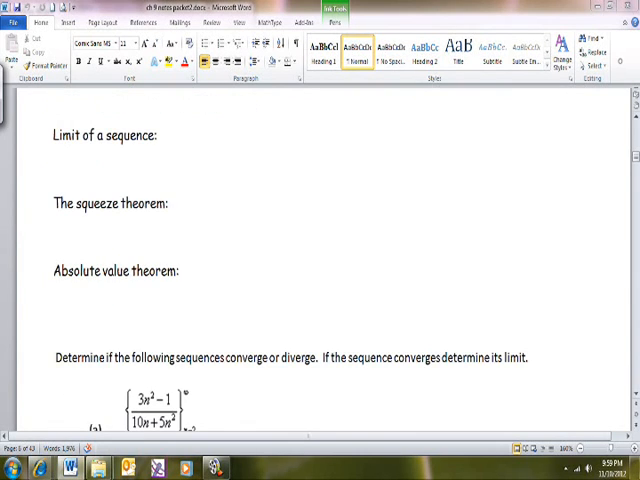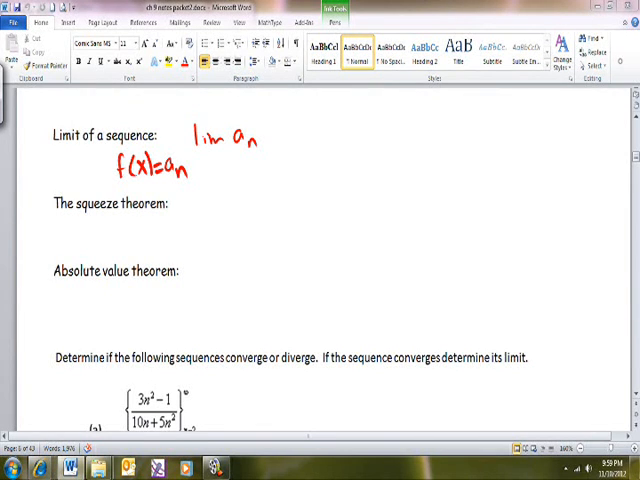Alright, so we got a couple theorems here. Limit of a sequence is really saying that if you take the limit of a sub n and you get a number, it ends up telling you that you can treat the sequence like a function. So if you can find that f of x equals a sub n for any number n.